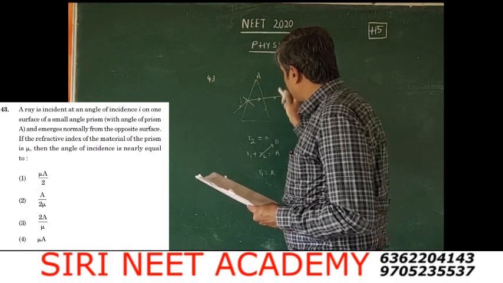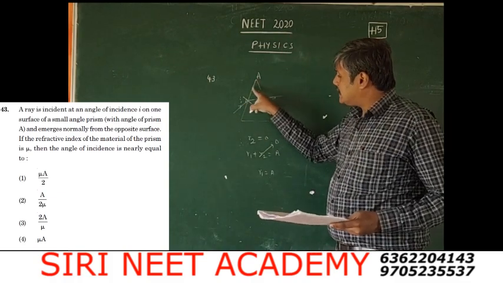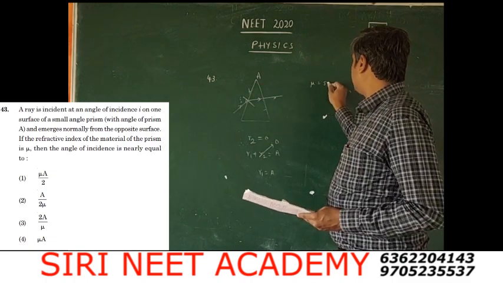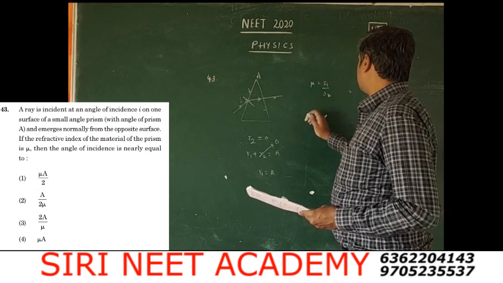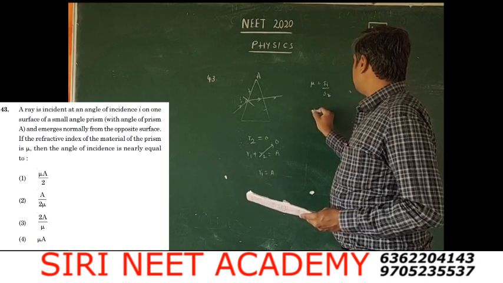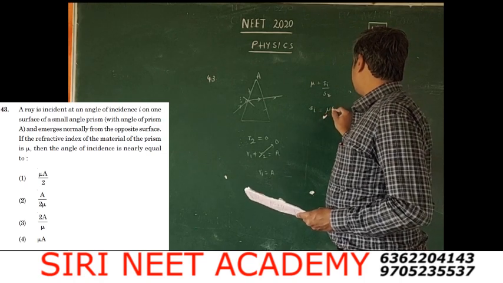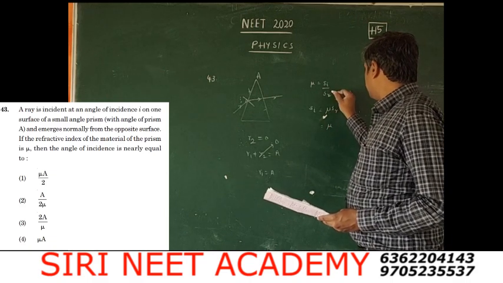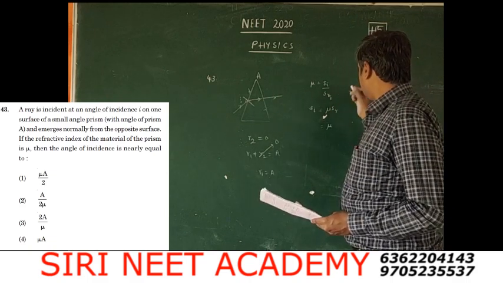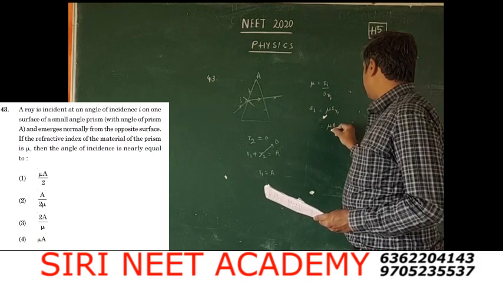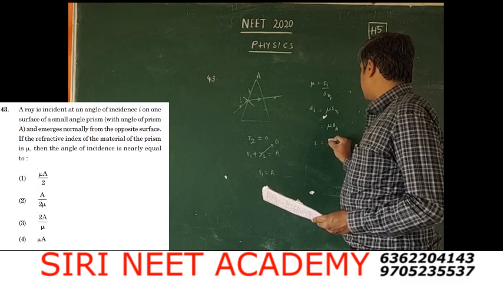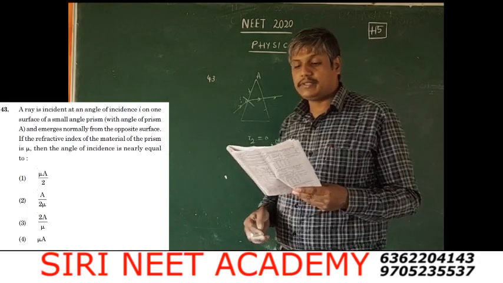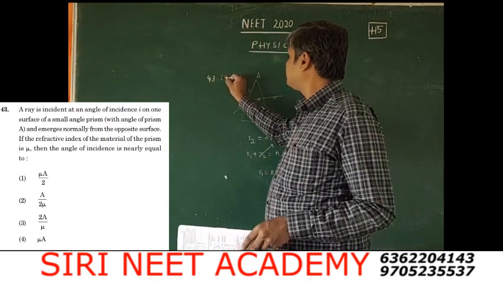Apply Snell's law at this surface. It will be mu is equal to sin i by sin r, that is, sin i is equal to mu times sin r. Here the angle of refraction will be r1, so it will be mu sin A. For small angles, i is equal to mu A. So the option corresponding to this will be the fourth option.